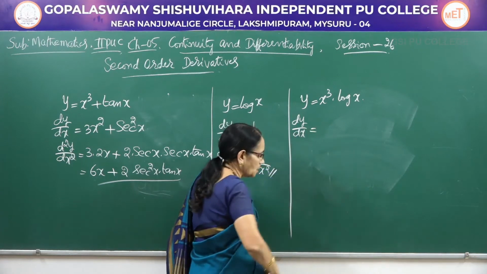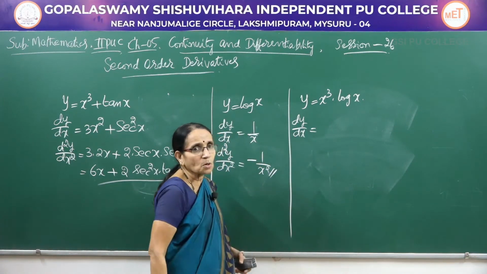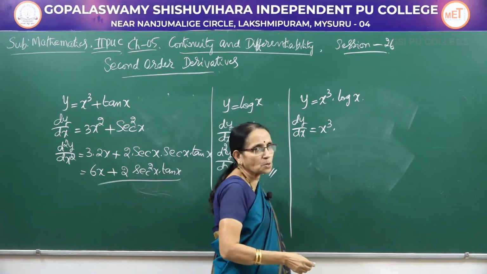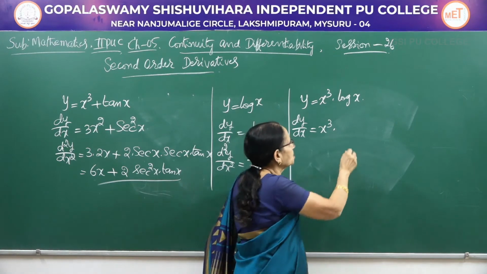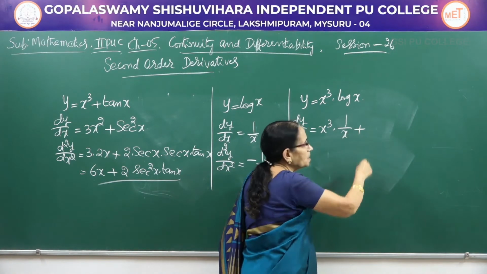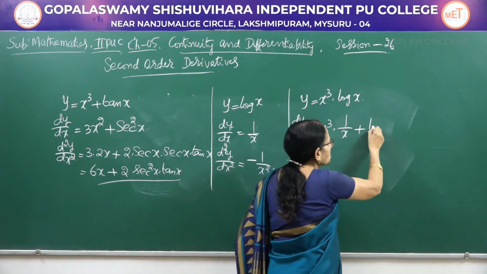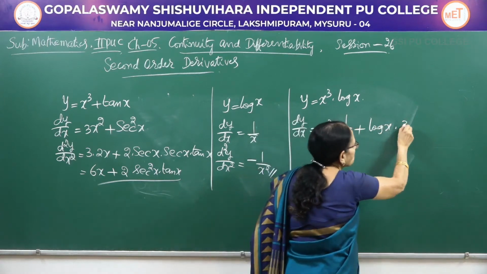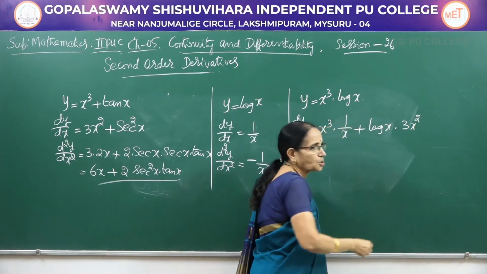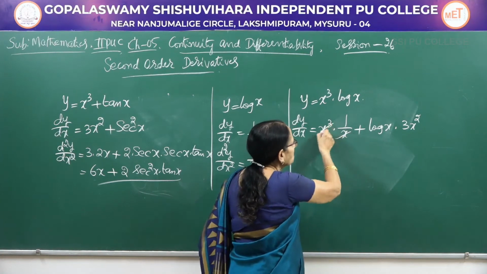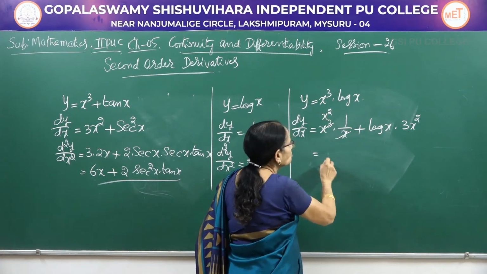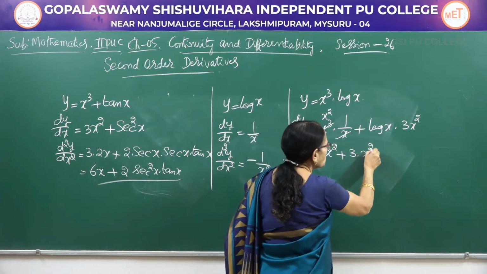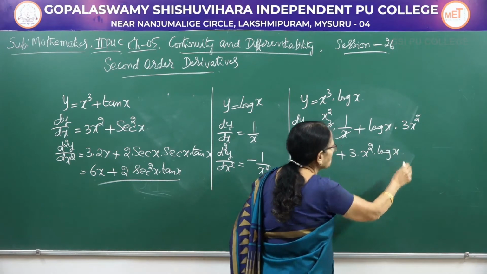Calculate the first derivative. So dy by dx equal to, what does the product rule say? First function, that is x cube, into derivative of the second function. For log x it is 1 by x, plus second function log x into derivative of the first. So x cube has the derivative 3x square. Now you can cancel this x square. So this would be equal to x square plus 3 into x square into log x.